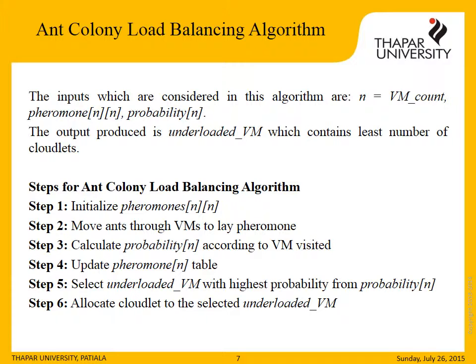First of all, we initialize the pheromones, then move the ant through VMs to lay pheromone trails. We calculate the probability according to the VM visited. Upon updation, we perform updation of pheromones. Then we select the underloaded VM which has the highest probability from the probability of all the VMs. Calculate the cloudlet, and allocate the cloudlet to the selected underloaded VM.